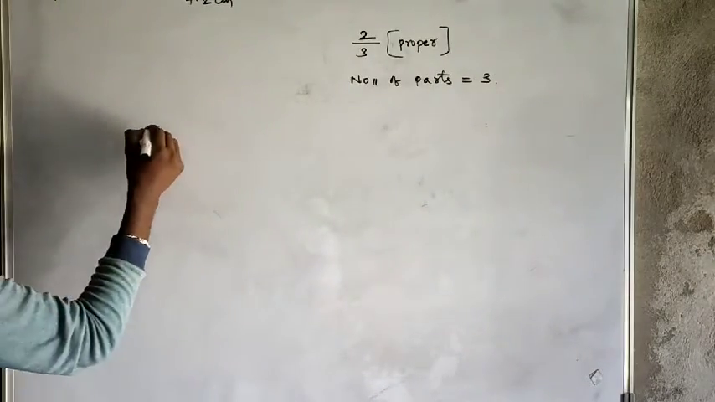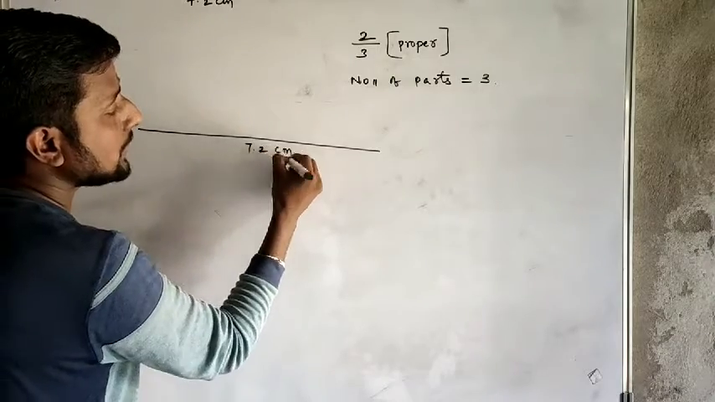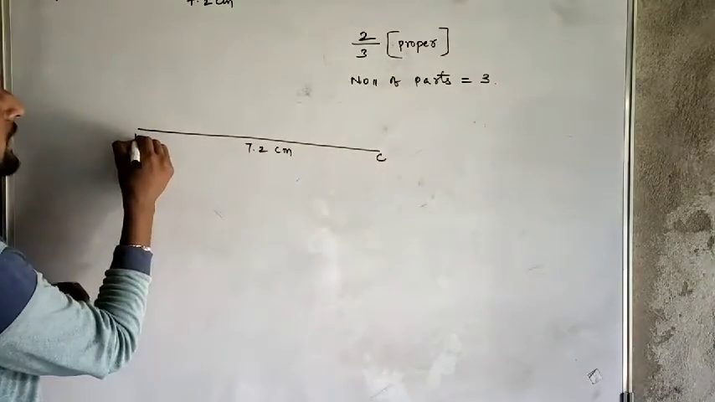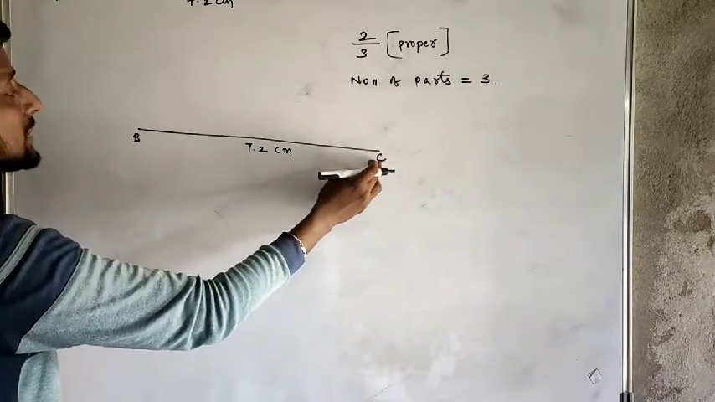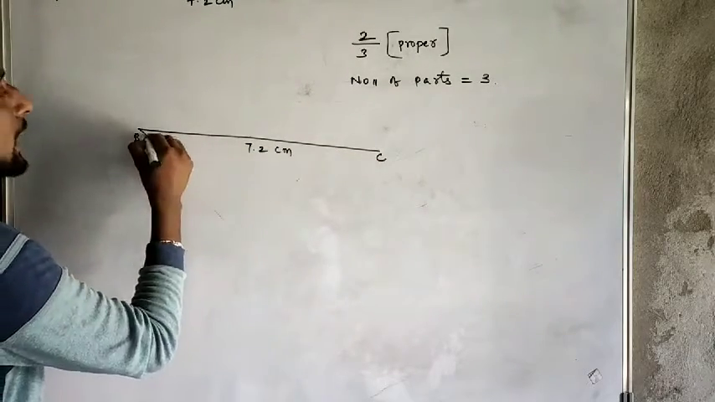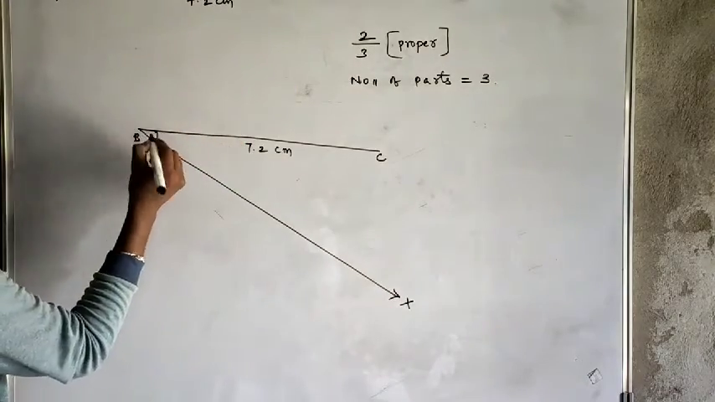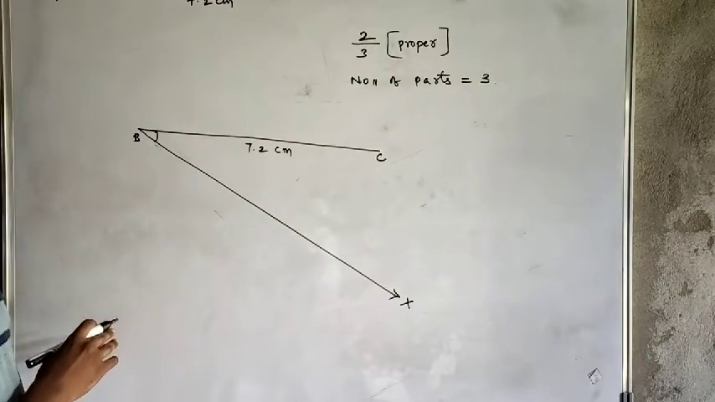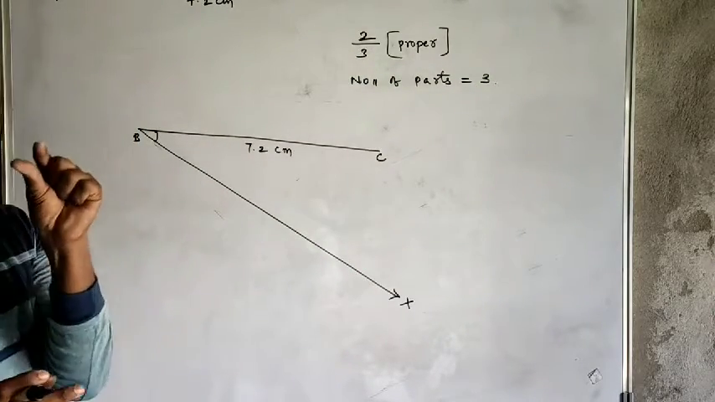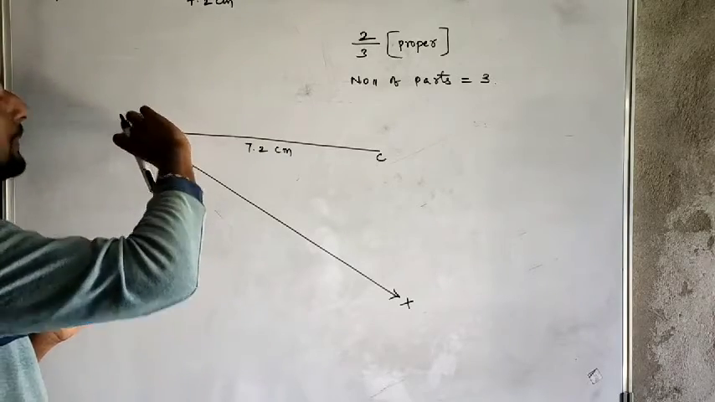Correct. So now draw 7.2 centimeters and name it. It is the line segment BC. Now construct angle CBX as an acute angle. No need to measure. The angle must be less than 90. That's it. Okay, CBX. Then how many parts do you have to make? 3 parts. Same. Take the compass at a certain radius, whatever you like, and start making arcs now.